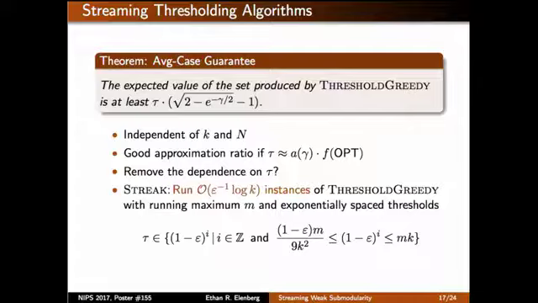So here, m is a running maximum singleton value, and epsilon is an accuracy parameter between 0 and 1, which controls the spacing. I don't have time for the proofs here, but please stop by the poster for more details.